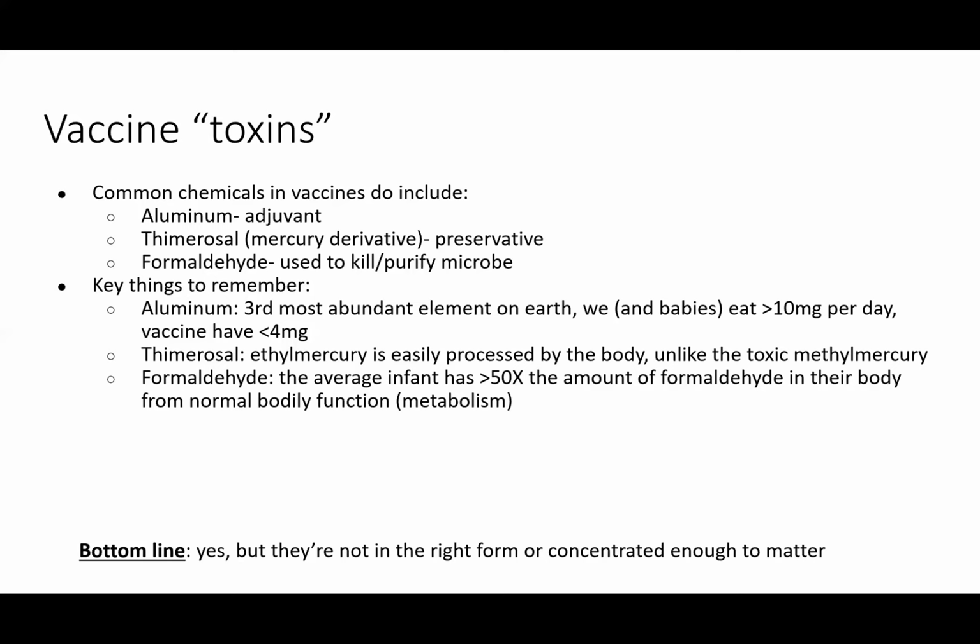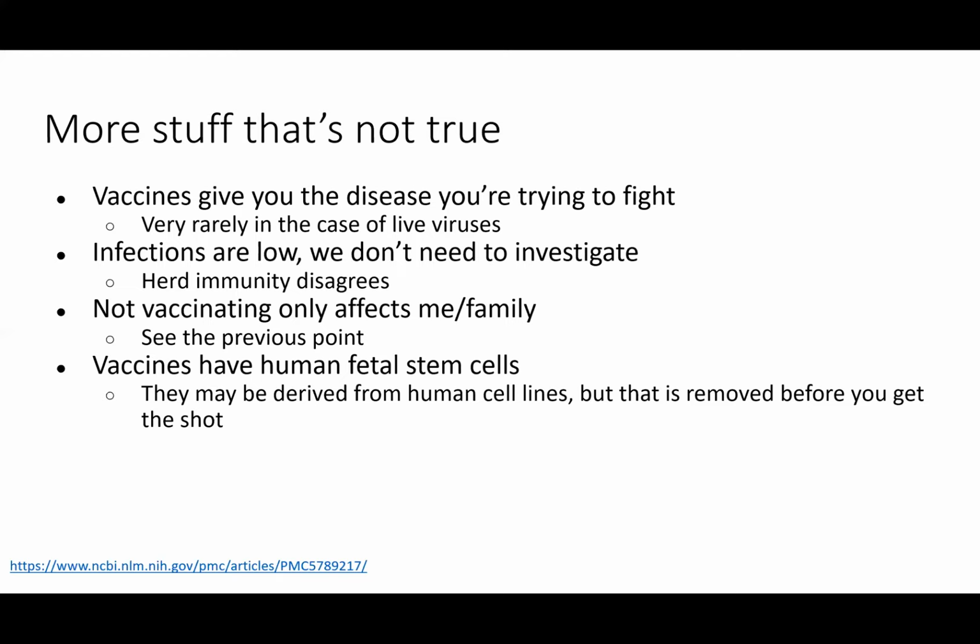And just to wrap up on some other falsities about vaccines. Vaccines give you the disease you're trying to fight. That's very, very rare in the case of those live attenuated viruses. It's, you know, about a 1 in 5 million chance that you can get measles from the measles vaccine. People are also saying that infections are very low, so we don't need vaccines, and this is just simply not true. We need to build up.